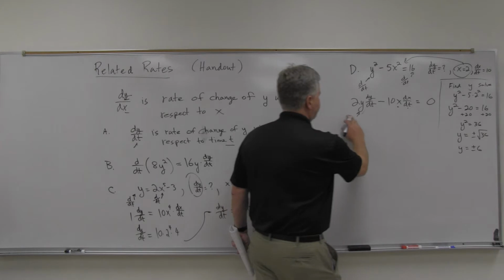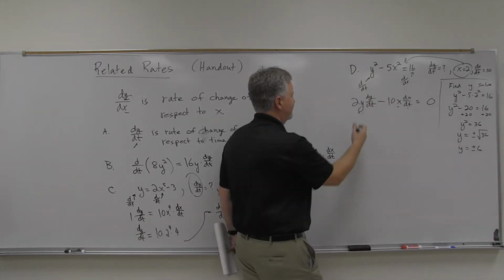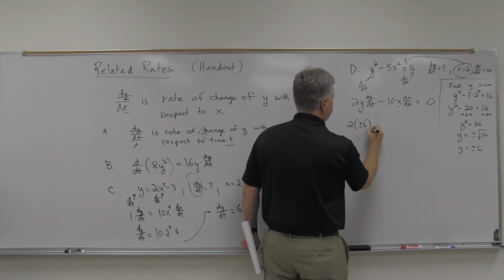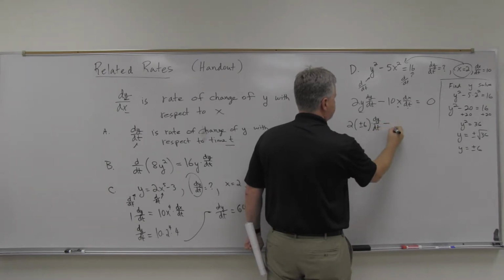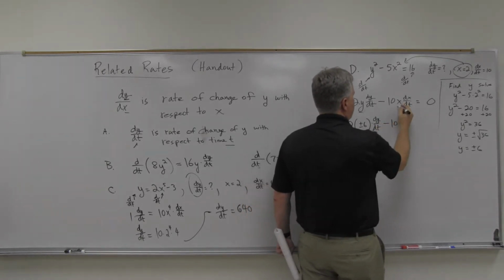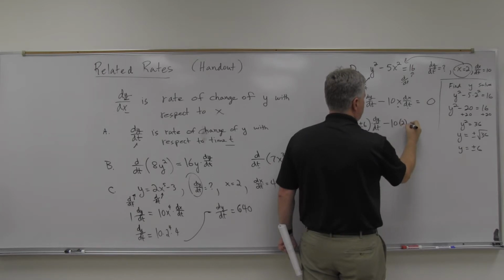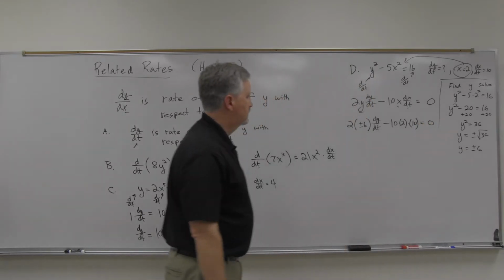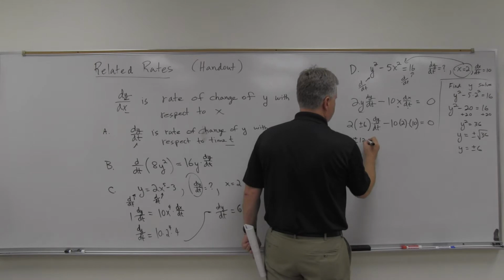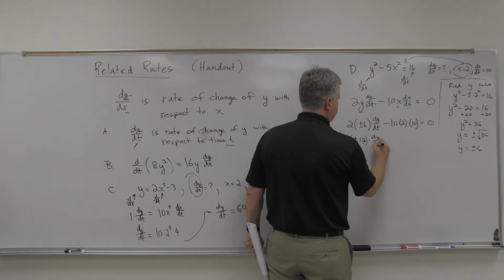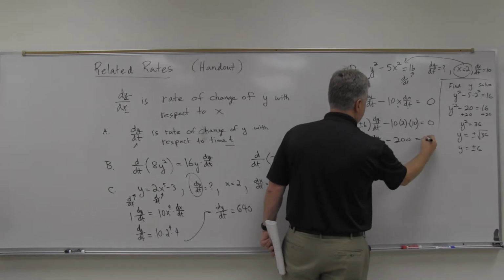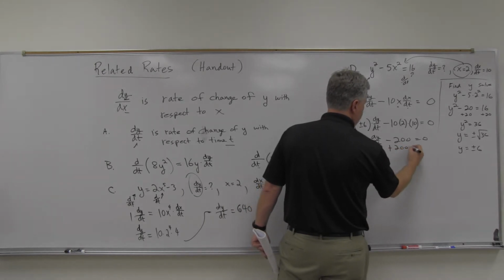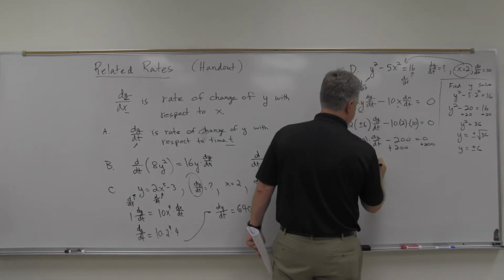Yeah, I think we can go ahead and just do them both at once here. All right, so we now know the y is plus or minus 6. So we've got 2 times plus or minus 6 times dy over dt, which is what we're solving for. The x is 2, and then our dx over dt is 10. So this is plus or minus 12 times dy over dt minus 200 equals 0. Yeah, so that's not too hard to solve there. So add the 200 and divide by the plus or minus 12.